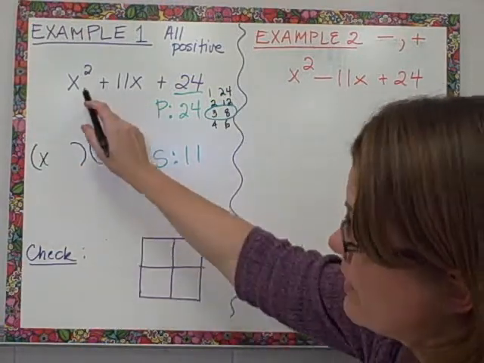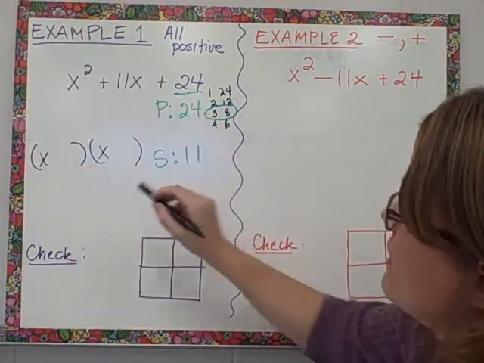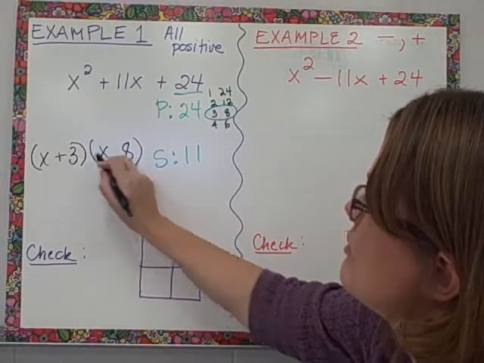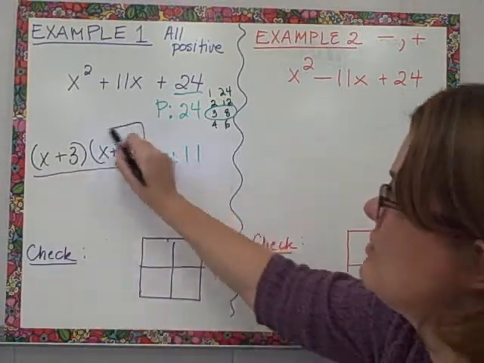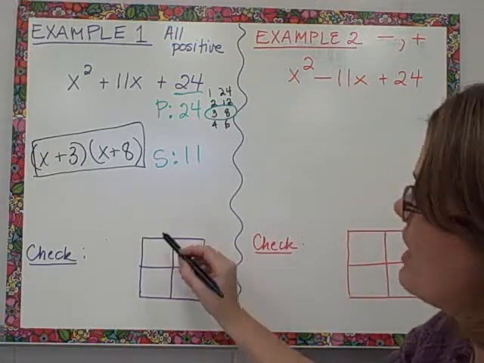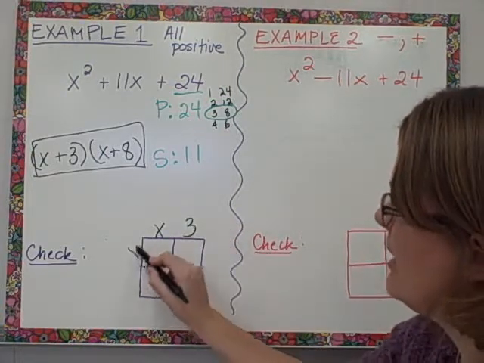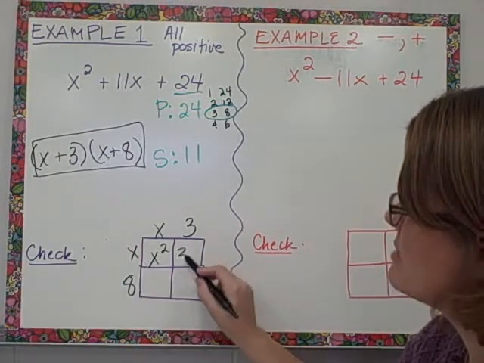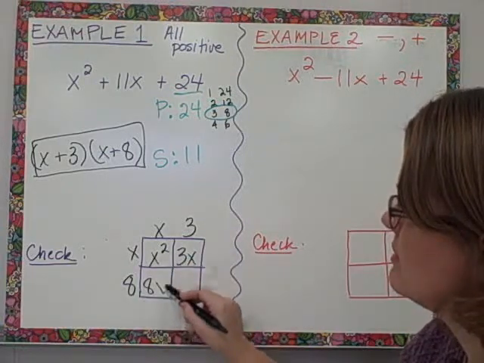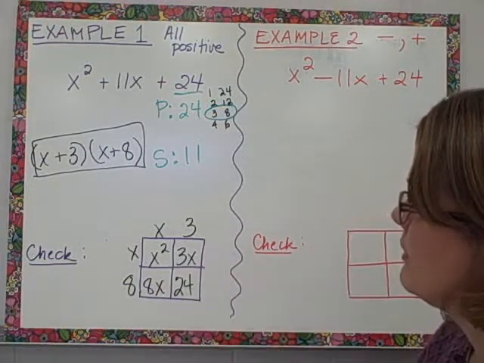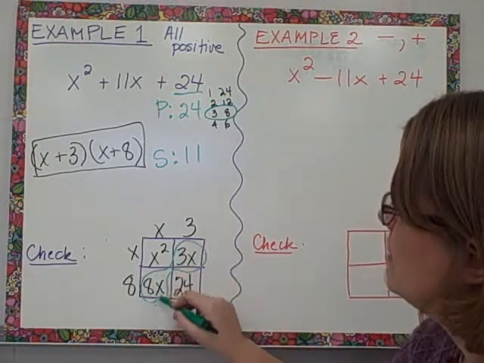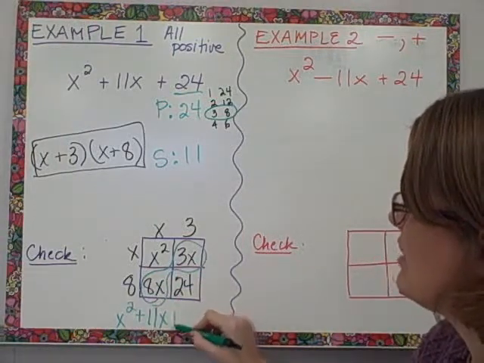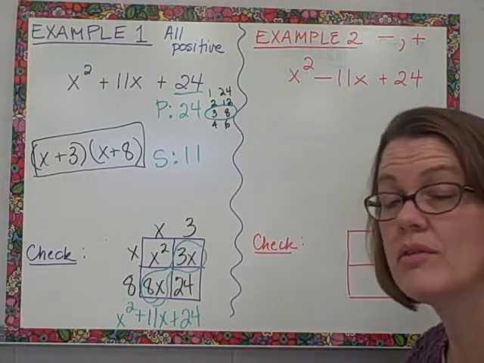x squared comes from x times x. And then the 24 comes from 3 times 8. And then because these are both positive, these are both positive. So these are my two factors. Once again, I'm going to quickly check x plus 3, x plus 8, x times x, x squared. 3 times x, 8 times x, and 8 times 3. Look on my diagonal. 8 plus 3 is going to give me 11x. Plus I have the x squared, plus I have the 24. And I have what I started with. I'm confident that I'm right.